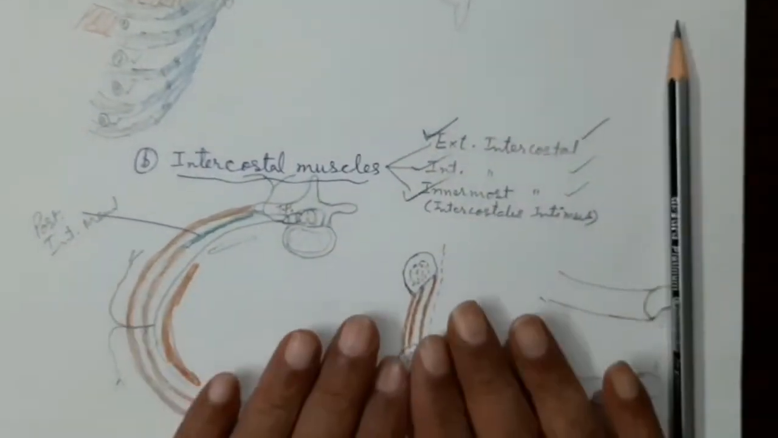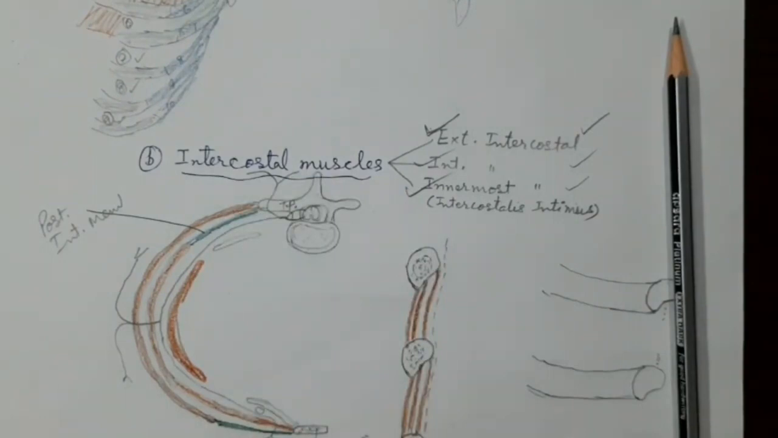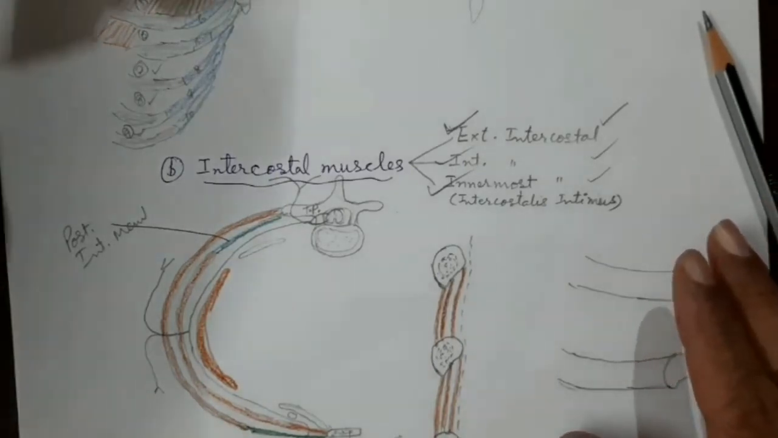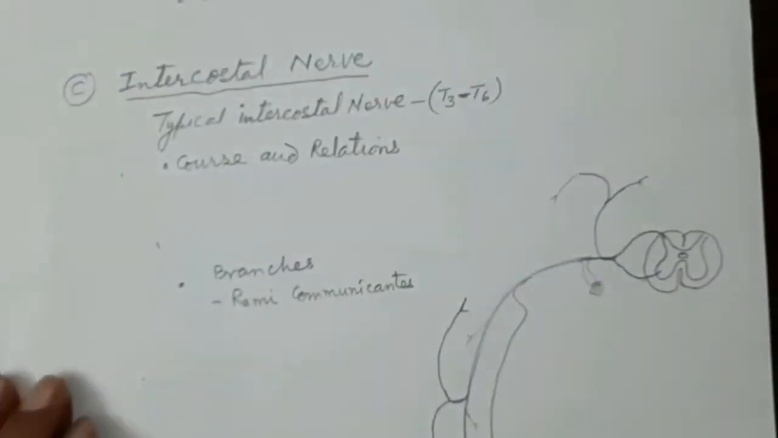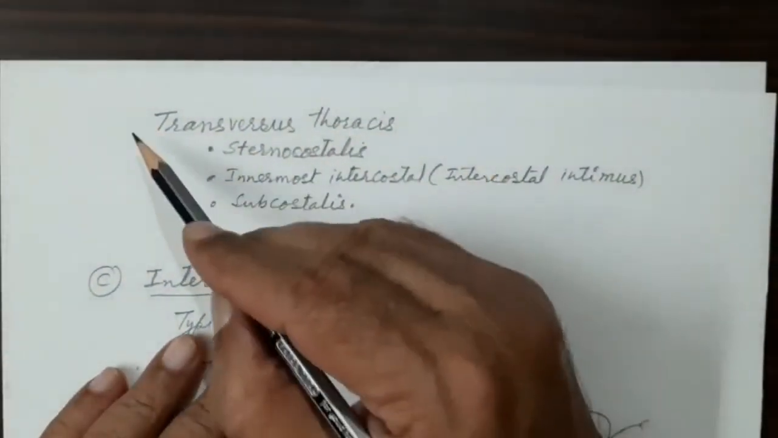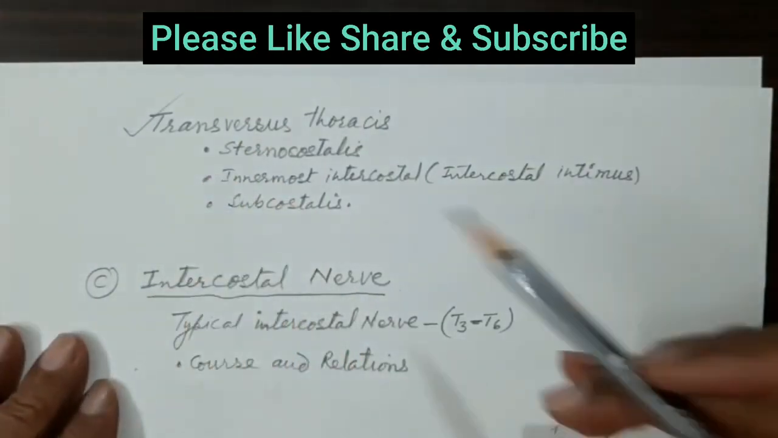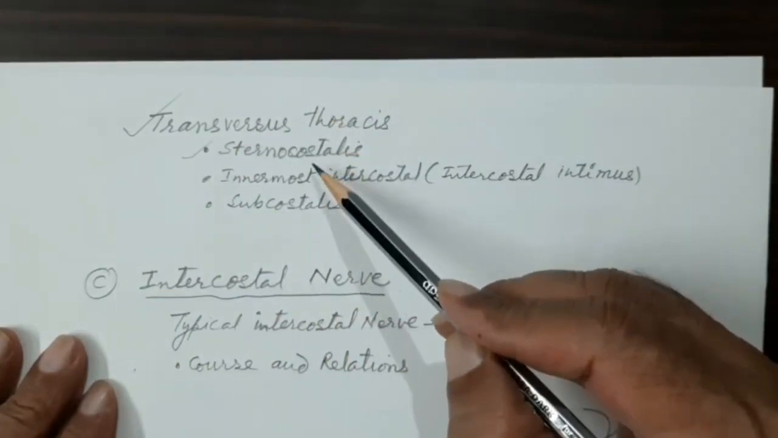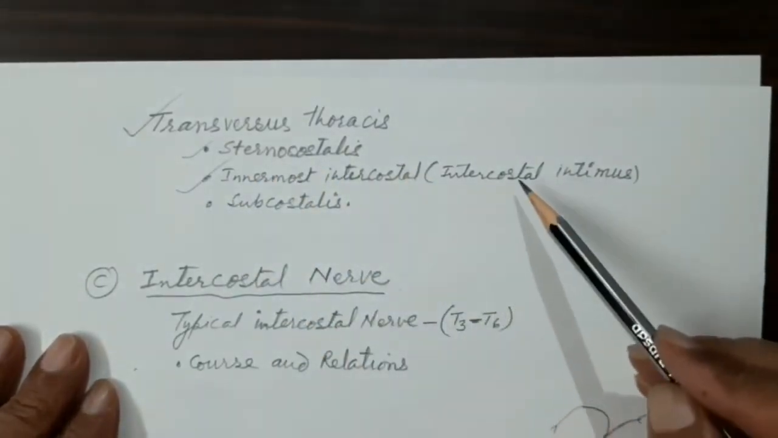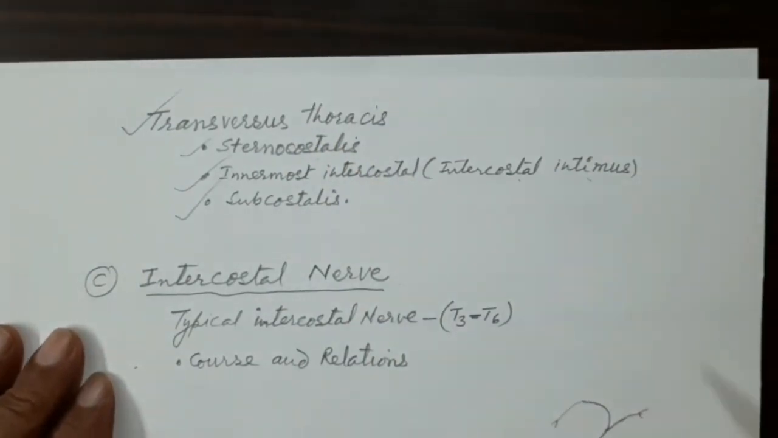Now these are the intercostal muscles, and they are replaced anteriorly and posteriorly by a membrane, the anterior intercostal membrane and the posterior intercostal membrane. Let us see another aspect: the innermost intercostal muscle is sometimes said to be a part of the transversus thoracis, which has three components: sternocostalis, which arises from the sternum and goes to the costal cartilages; the innermost intercostal, which we have already learned; and the third component, subcostalis, on the posterior aspect.